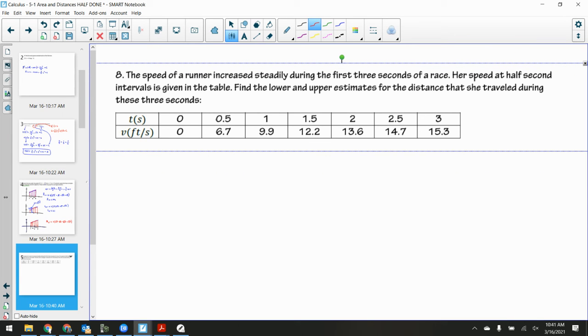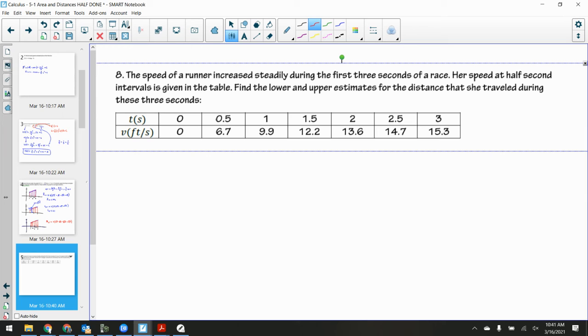The speed of a runner increased steadily. So I want to know the lower estimate, the underestimate, and the overestimate, right? Now, what is my delta x in this case? 1/2. Did you see how the time intervals change by a factor of 1/2? I could also have seen that by taking 3 minus 0 divided by 6. Whether I do the right side or left side approximation, I would have 6 approximations, but I didn't need to calculate that because I could see it plain as day in the table. I have regular intervals there.